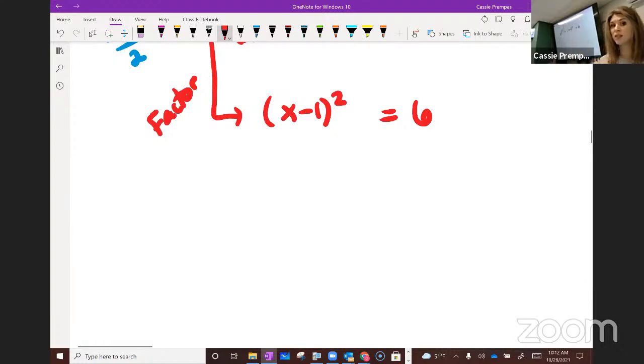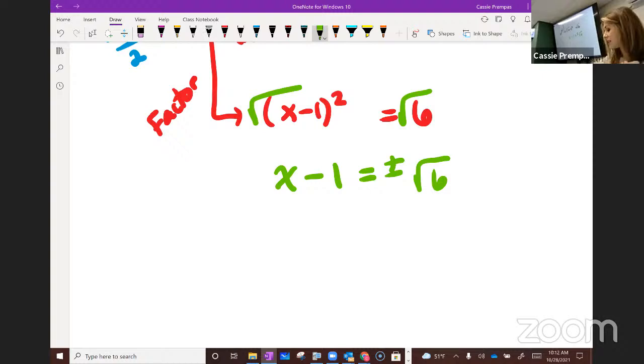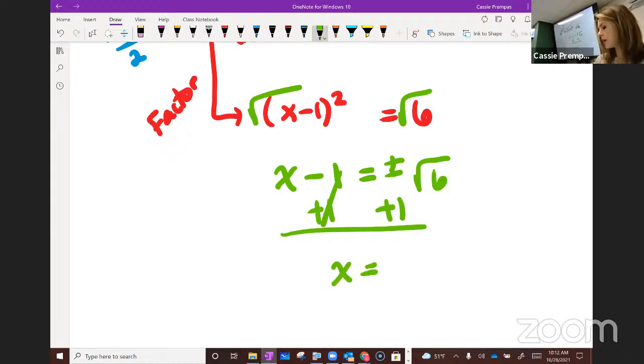Moving right along, what undoes a square? Square root, good. So I'm going to square root, and that gives me x minus 1 is equal to, what do I need to keep in mind when taking a square root? Plus or minus, so I have plus or minus root 6. Last thing I need to do, add 1. Are 1 and root 6 like terms? No, so I'm just going to leave it as 1 plus or minus square root of 6.